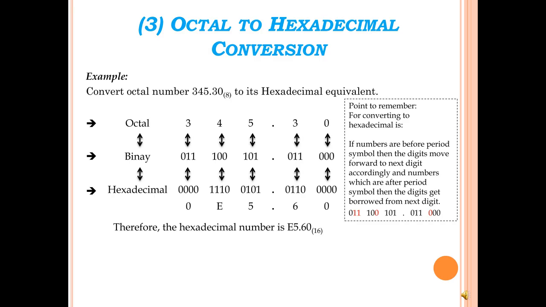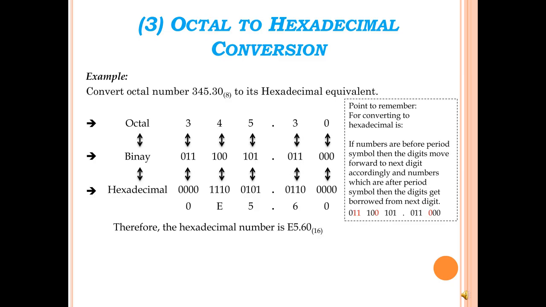Octal to hexadecimal conversion. Here we have the example: convert octal number 345.30 base 8 to its hexadecimal equivalent. So, based upon this, the octal number 345.30 we convert to binary, and the binary valuation comes as 011 100 101 dot 011 000.